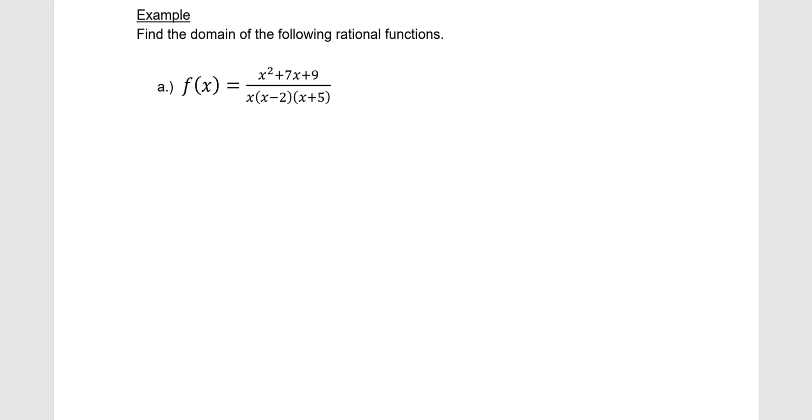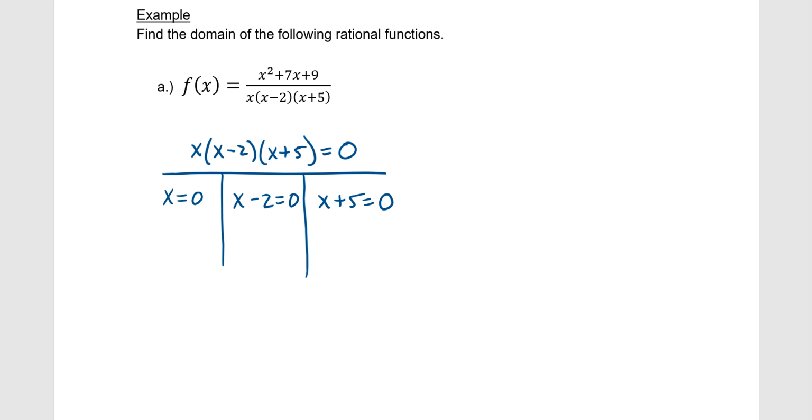For the first one, we have f of x equals x squared plus 7x plus 9 divided by x times x minus 2 times x plus 5. The domain is going to be all real numbers except for when that denominator equals 0. So we set that denominator equal to 0 and solve. Since it's already factored for us, we can use the zero product property: if all three of these being multiplied together equals 0, then one of them has to be 0. So we set each factor equal to 0 and solve.